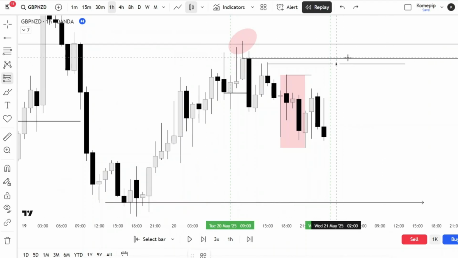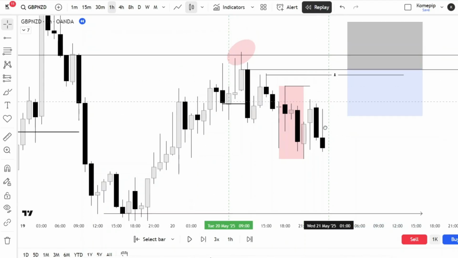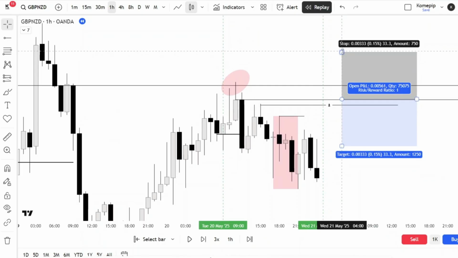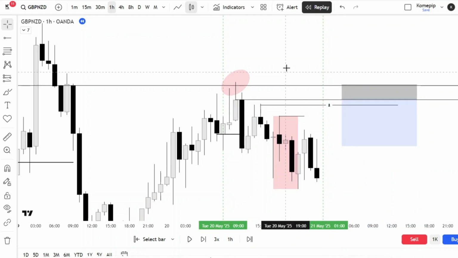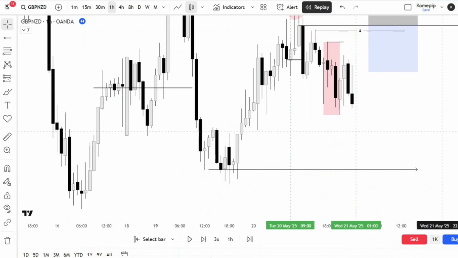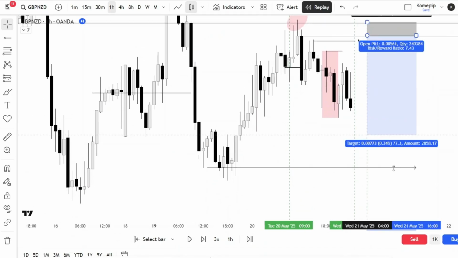So at this point, what I actually did was to put my entry right there and set a 10 pips stop loss. All right, my stop loss was just 10 pips right there. Maybe I think it was around 10.5 pips, and of course the target can be this low.